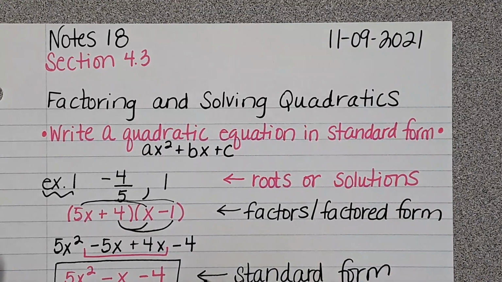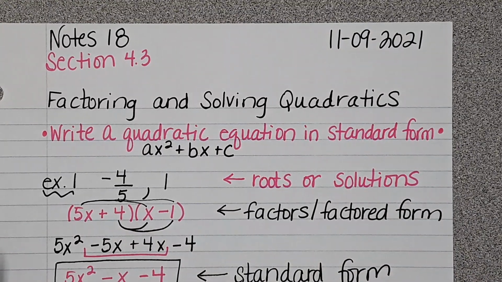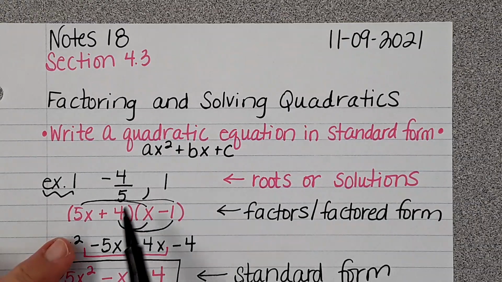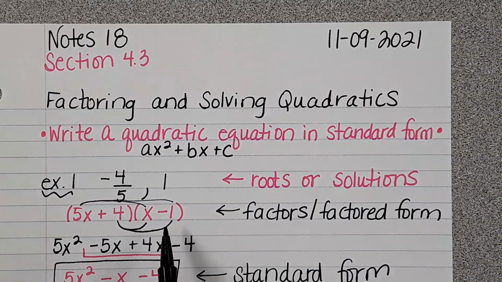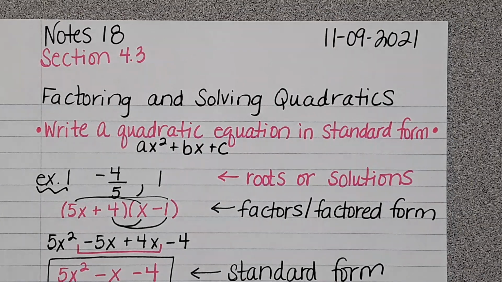So there are 3 things that I can ask you for. And this goes in any order. I can ask you what are the roots and the solutions. I can ask you what the factors are or factored form. So remember, you guys, 5x plus 4 is a factor. X minus 1 is a factor. When you put them together, it's in factored form. And then your final answer is in standard form.